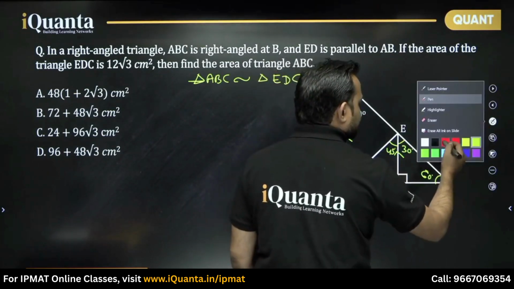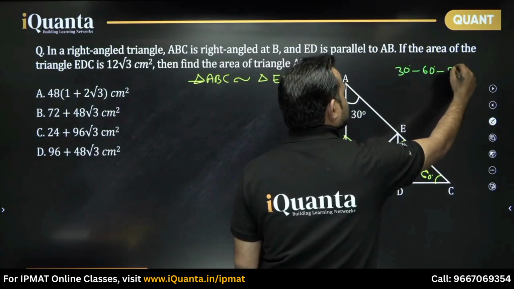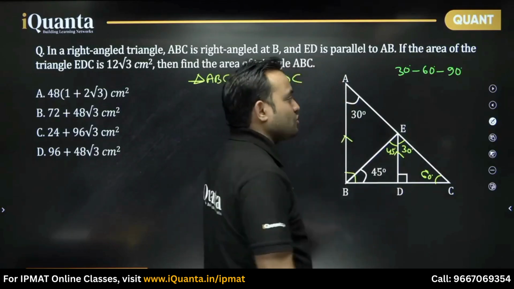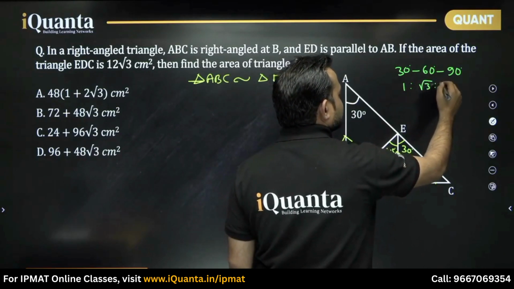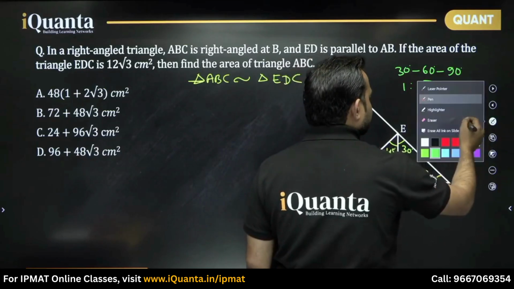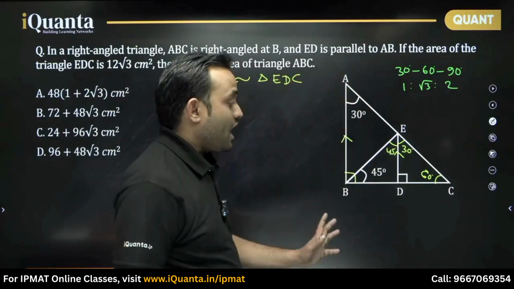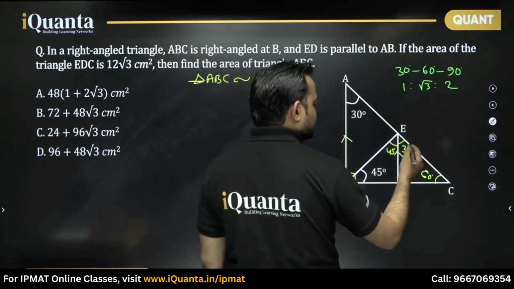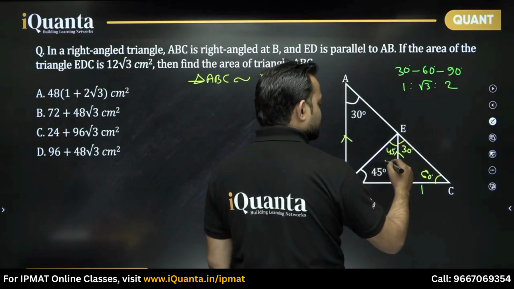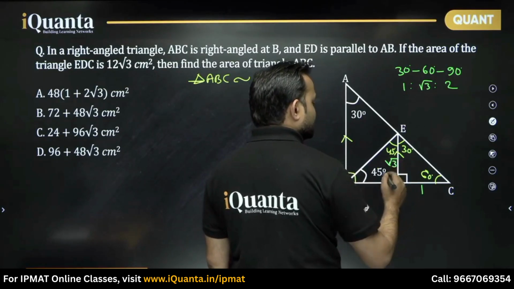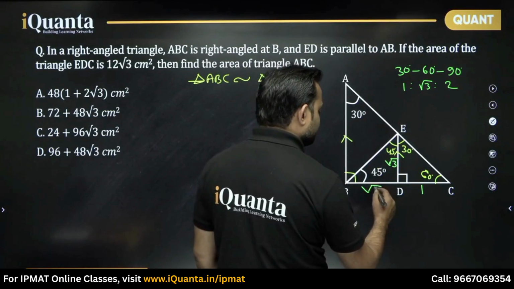Now in any 30-60-90 triangle, what do we know? The ratio of the sides is: opposite to 30 degrees is 1, opposite to 60 degrees is root 3, and opposite to 90 degrees it's 2. So this is 2. Now can I take the side length opposite to 30 degrees as 1, then opposite to 60 degrees ED will be root 3. And in that case, if ED is root 3, can we say BD will also be root 3?